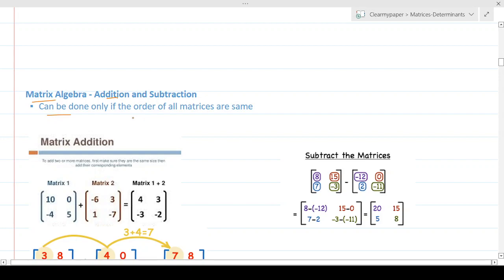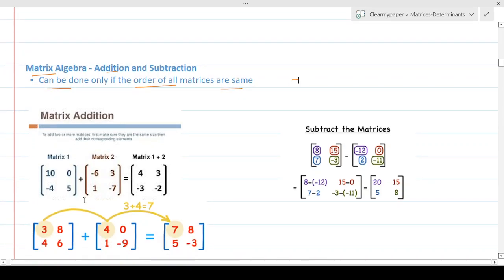Matrix algebra can be done only if the order of the matrices is the same. Pretty much what it means is it should be the same rows and columns on both the matrices. For example, if you are having two matrices like I showed you here, let's take the example. I'm going to add matrix 1 on the left to matrix 2 on the right. The order of this matrix is 2 rows and 2 columns, and matrix 2 also is 2 rows and 2 columns.